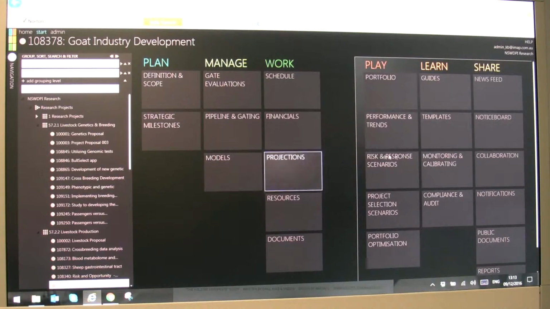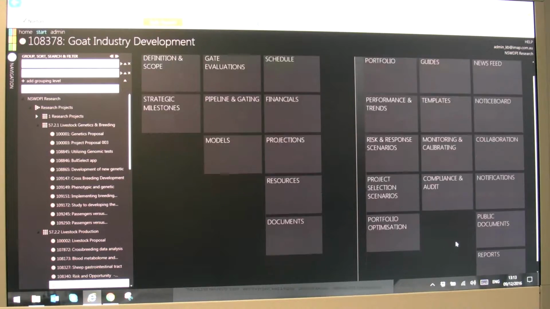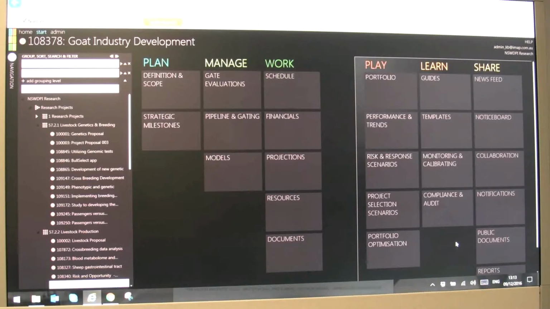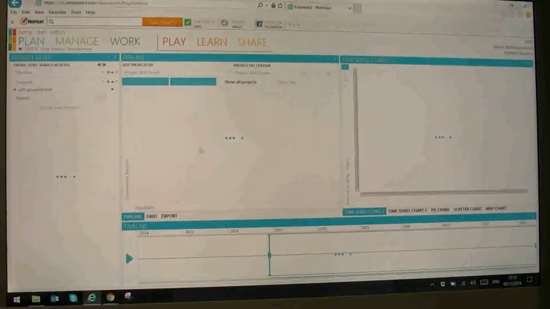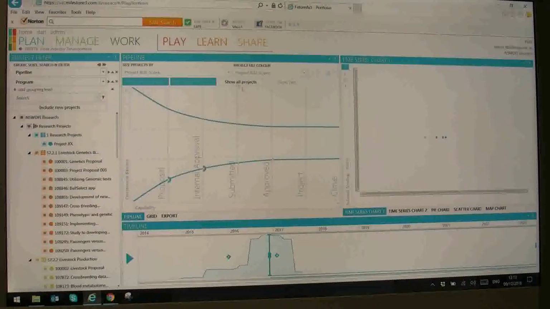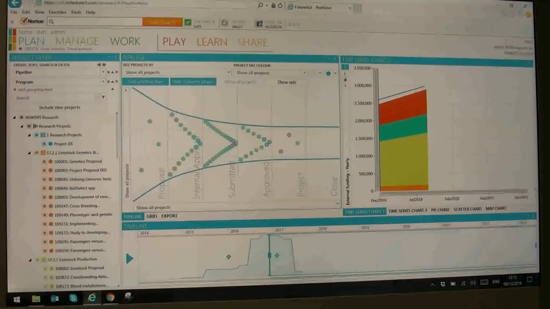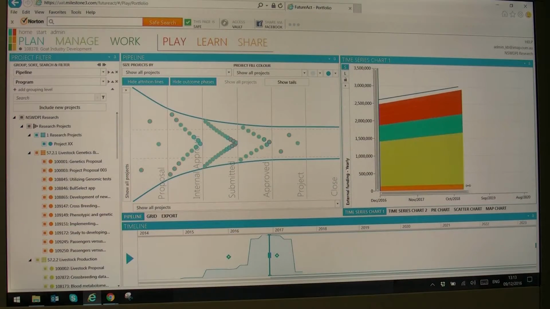Over on the right-hand side are further tools which, depending on the actual config of a client, will be built to give people the different bits of functionality that they need. I'm going to start on the portfolio screen, which gives us an overview of our portfolio as a whole, and John's going to talk us through the basics of what this screen gives us.